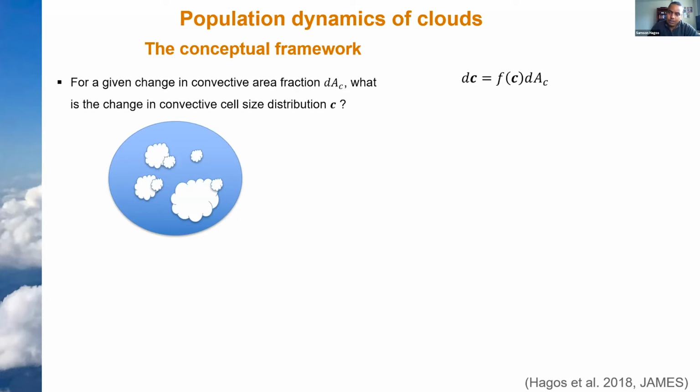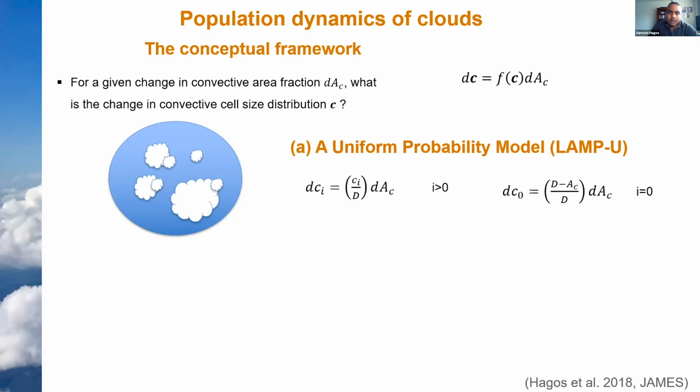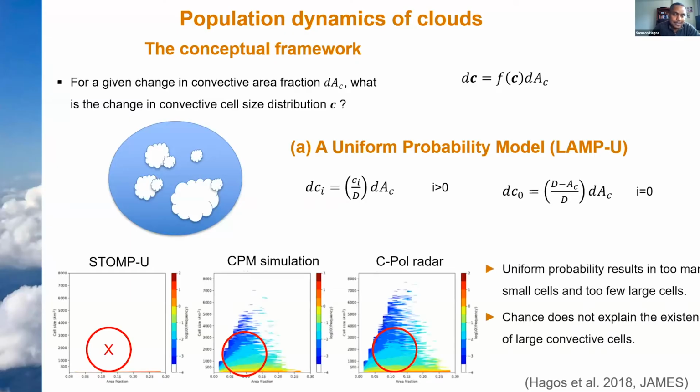Now you could formulate it like this, FC being the transition function that determines where this cloud will land. You could assume a simple case where you say there is no preference, so the probability distribution is uniform. Then if you do that, you get something like this. You get a lot of small clouds, and that's inconsistent with CPM simulations or the CPOL radar.